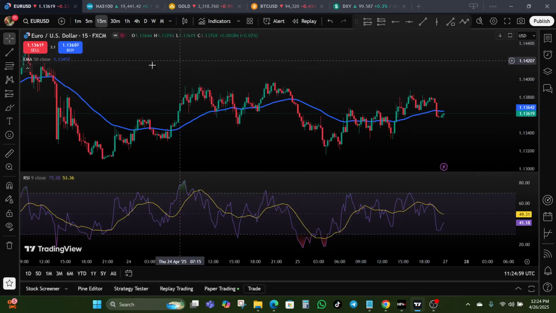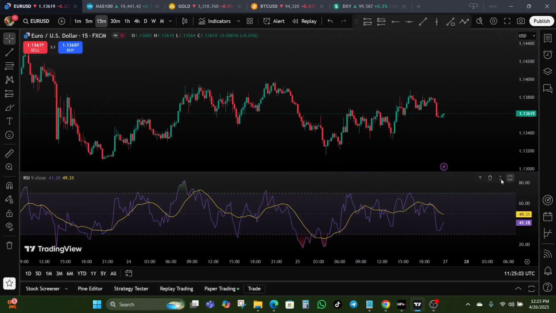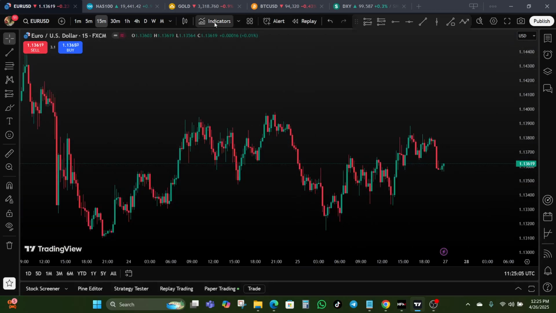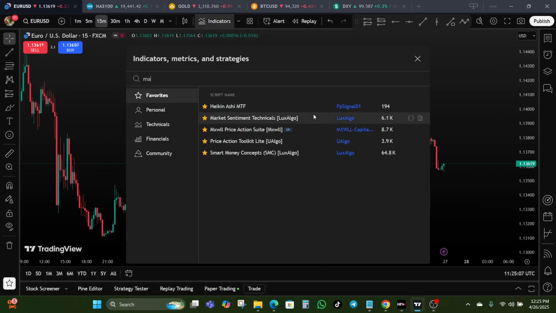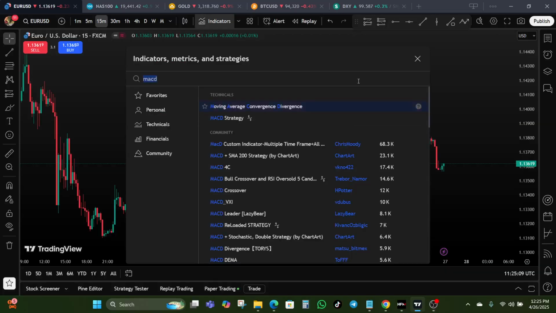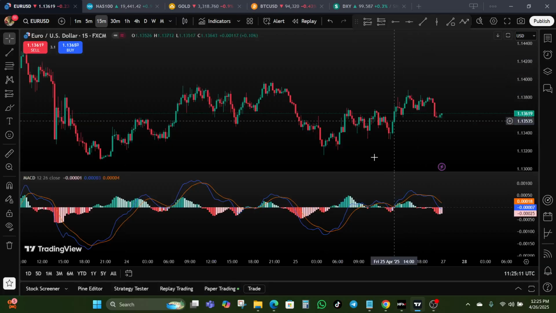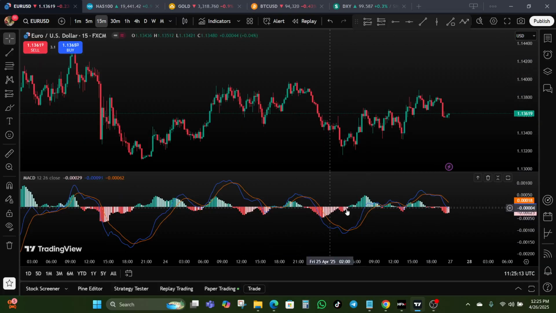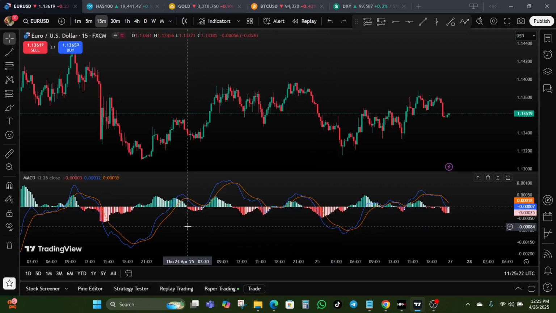Now, the next indicator we are going to look at is going to be the MACD. The MACD indicator is another popular indicator out there. That's the moving average convergence divergence. It highlights momentum changes and trend reversals. MACD crossovers and divergence signals are crucial for traders looking to catch early moves.